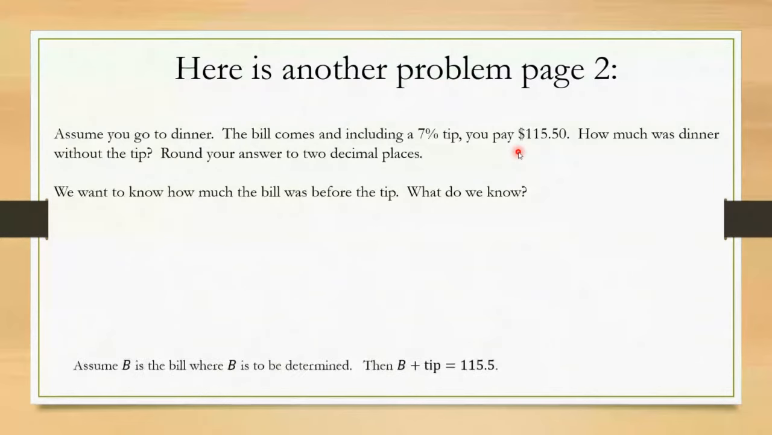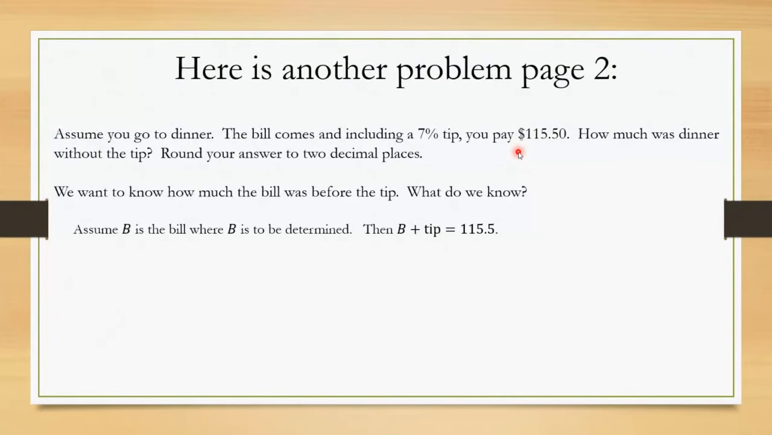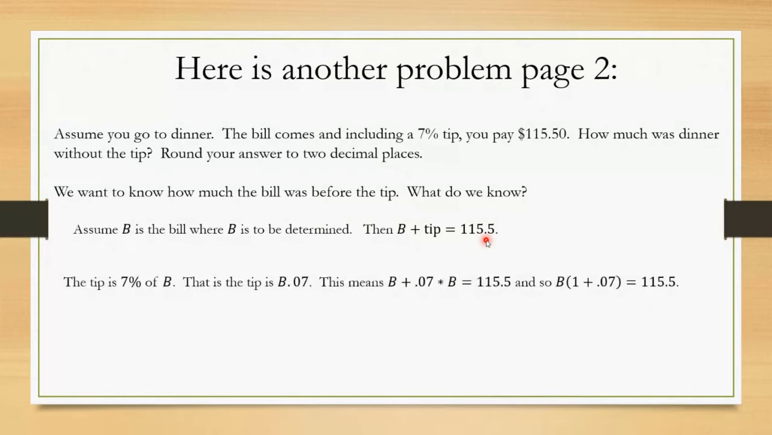Let's get some notation set up. Let's say B was the bill, but we don't know what that is. So B is taking the role of our X. Then what we have is B plus the tip is equal to this. That's what the problem is telling us. But now we can do more, right? Because we know the tip. It is in fact 7% of B.